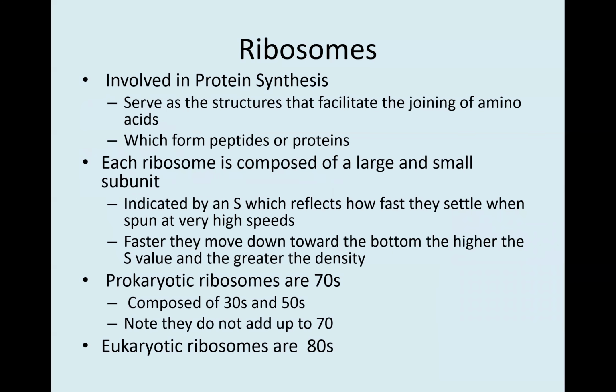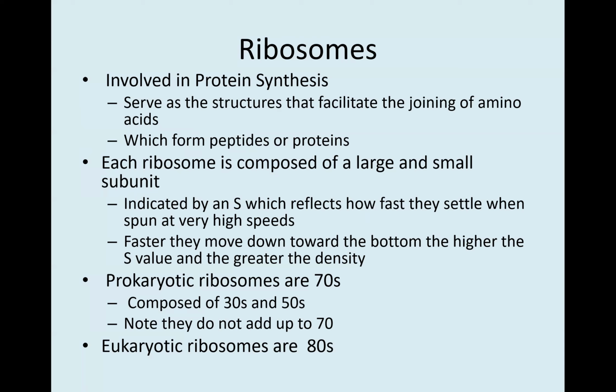All right, we are going to find ribosomes. And ribosomes are going to look like little dots, if you will. They are involved in protein synthesis. And so, what they're going to do is help to join amino acids together, and help to form these peptides or these proteins. And each ribosome is composed of a small and a larger subunit. It's indicated by an S, and that reflects how fast they settle. The faster they move down toward the bottom, the higher the S value and the greater the density.